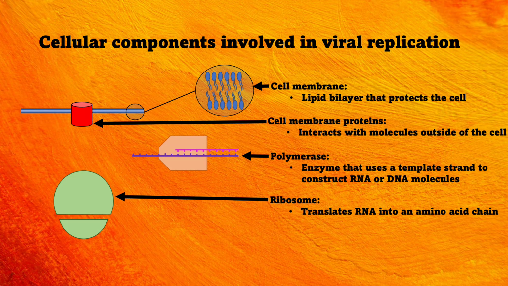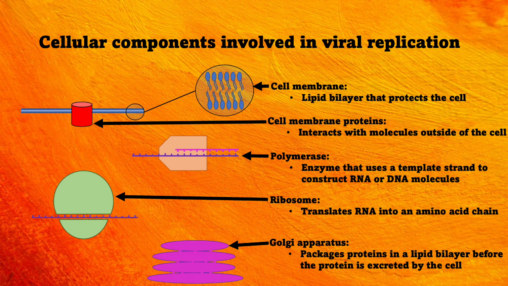Next, we have the ribosome, which translates RNA into an amino acid chain and eventually a full protein. And the virus will utilize ribosomes to translate its own mRNA into proteins. And finally, we have the Golgi apparatus. Now, typically, the Golgi packages proteins in a lipid bilayer before it's excreted by the cell, but viruses will utilize the Golgi apparatus to export themselves from the cell.